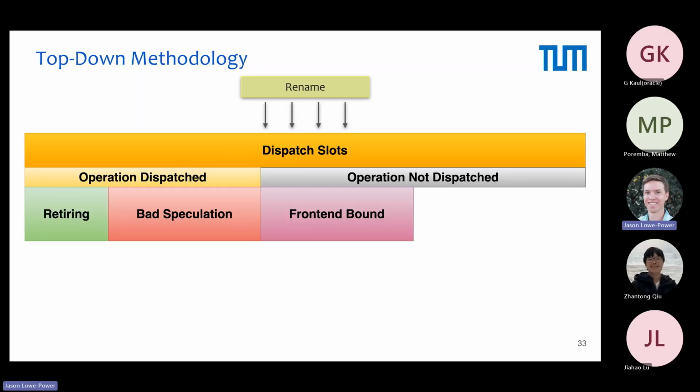For the unutilized slots, they can be categorized under front-end bound, which means no instructions could be sent from the front-end to the back-end, or back-end bound, which means the back-end couldn't accept more instructions from the front-end.